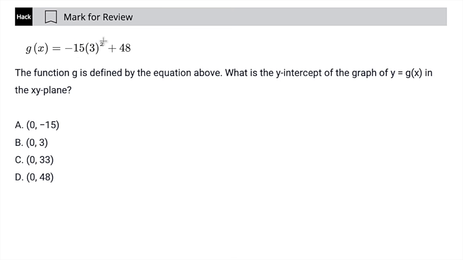So instead, we just say x equals 0. That means 3 to the 0 is 1. Negative 15 times 1 is negative 15. Negative 15 plus 48 is 33. And our real answer is choice C here.